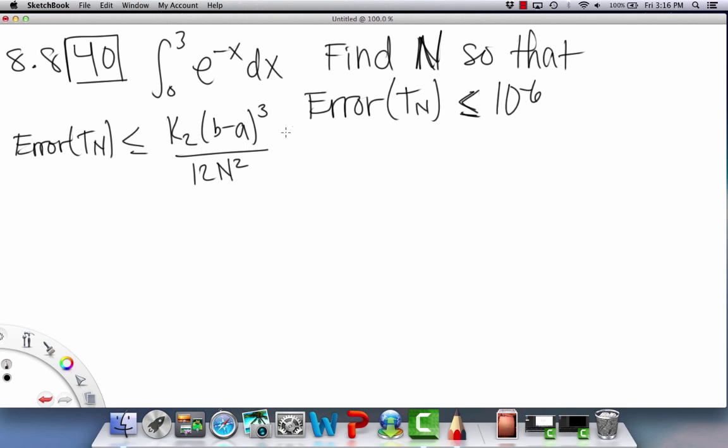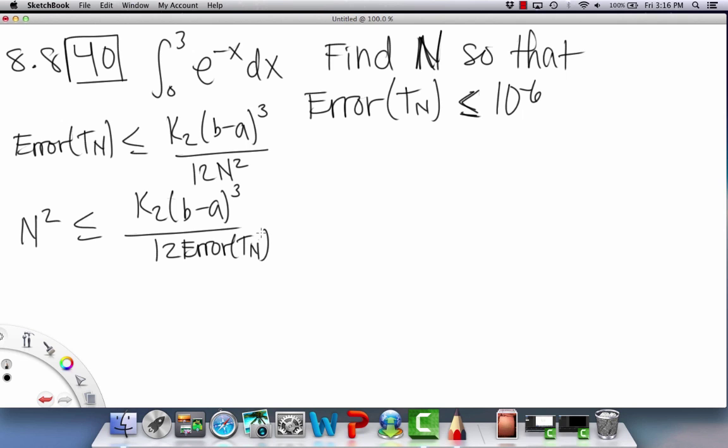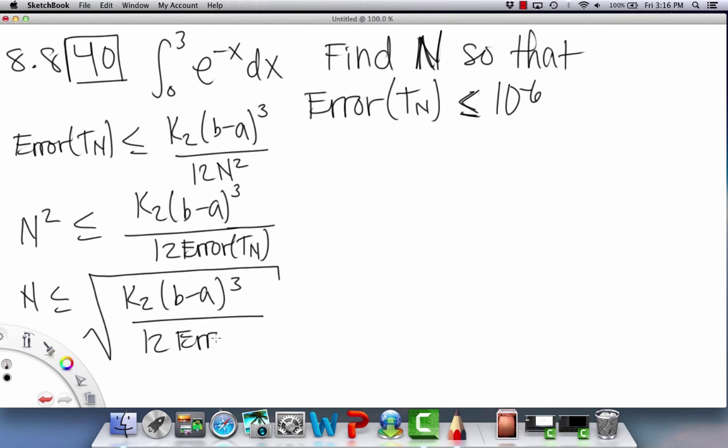We don't know n; that's what we're trying to solve for. So let me do that real quick and get n by itself. If we multiply the n squared up here and divide by the error on both sides, we get K2 times (b minus a) to the third over 12 times the error. So n is ultimately going to equal the square root of K2 times (b minus a) to the third over 12 times the error.